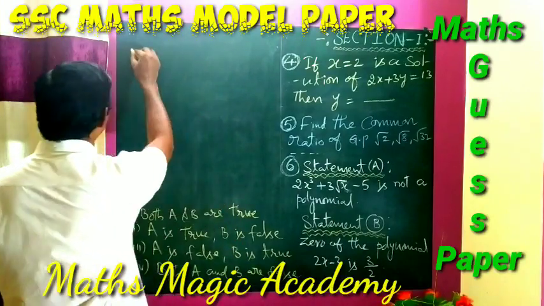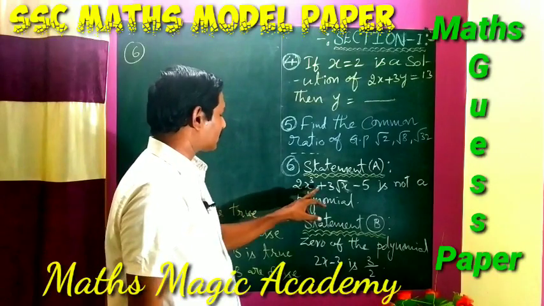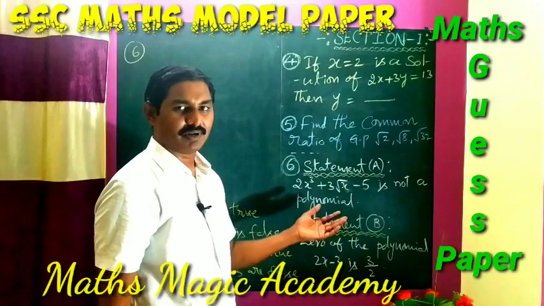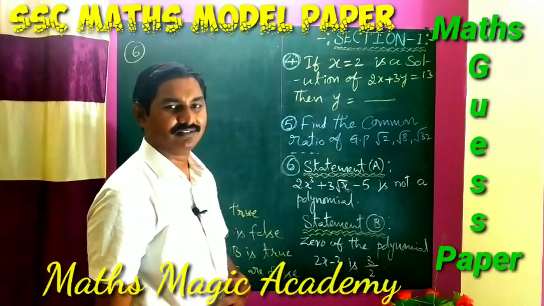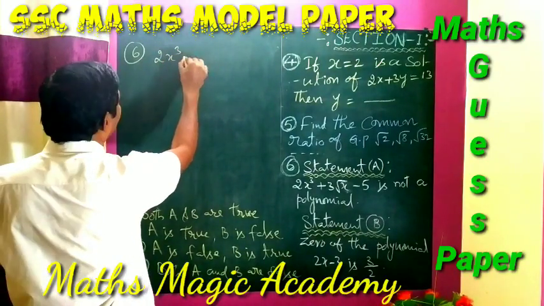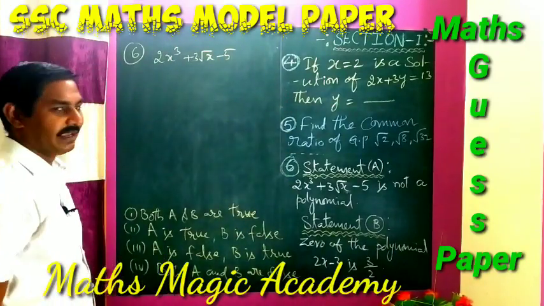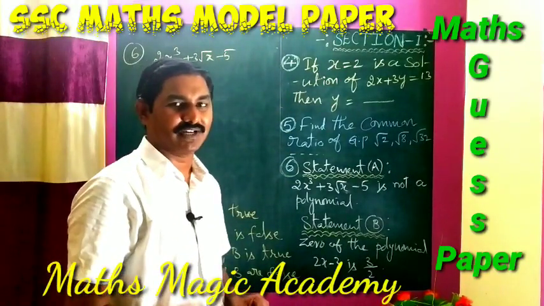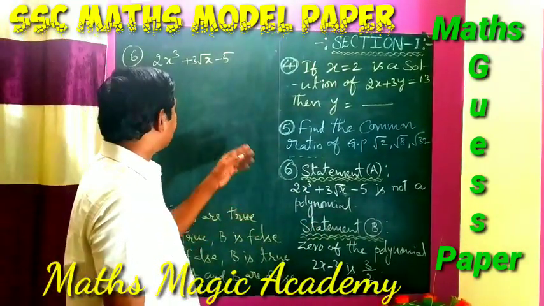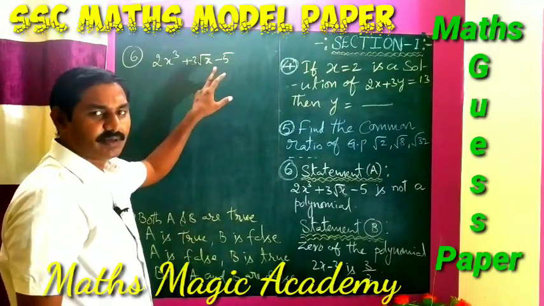See, in the sixth question, statement A says: 2x cube plus 3 root x minus 5 is not a polynomial. Then what is a polynomial? Do you know whether 2x cube plus 3 root x minus 5 is a polynomial or not? We have to decide first. If we can decide, then we can say whether it is true or false. Is it a polynomial or not?